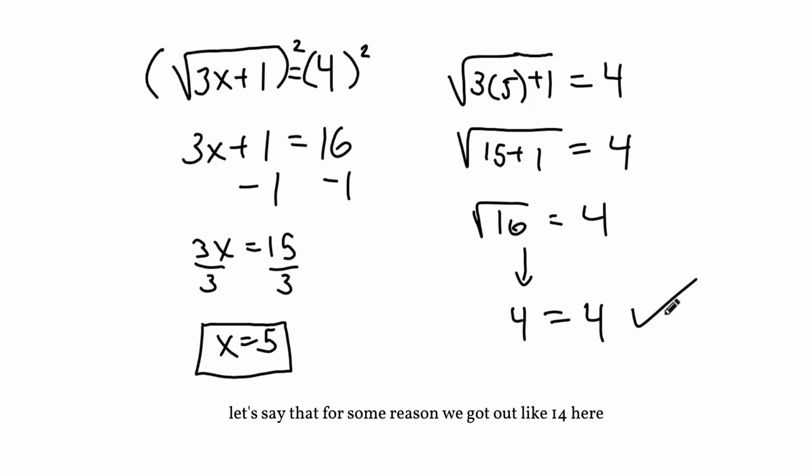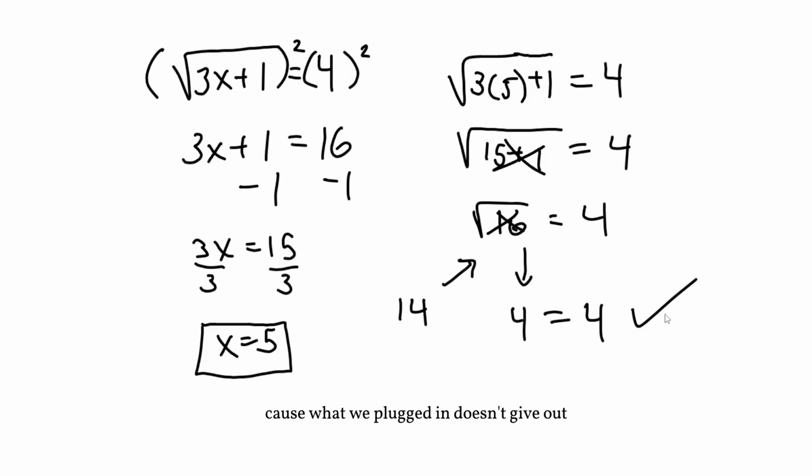Now, let's say that for some reason we got 14 here instead. The square root of 14 doesn't equal 4. So that would be an example of an extraneous solution, because what we plugged in doesn't give us the correct output. The equation just doesn't make sense. Since this does make sense, it is not an extraneous solution, and we can include that as our final answer.